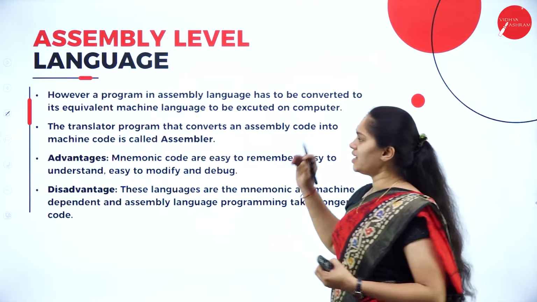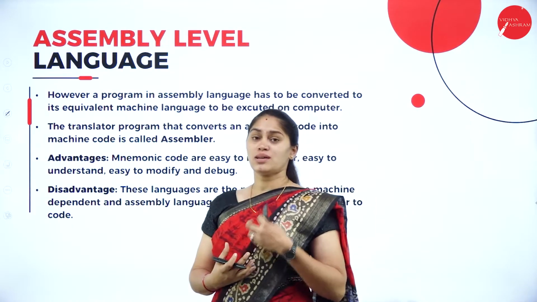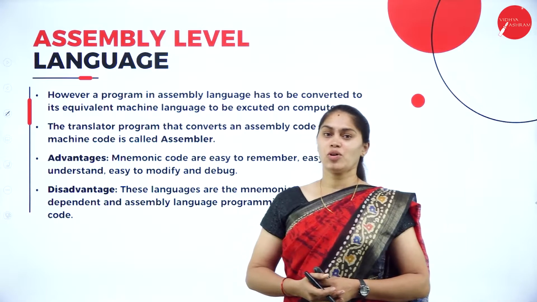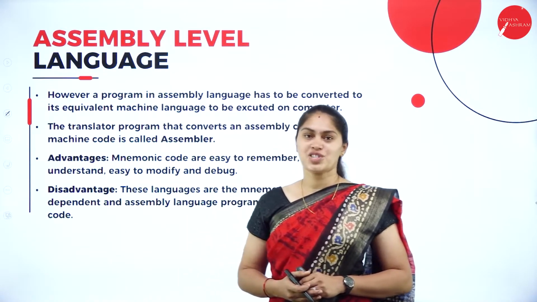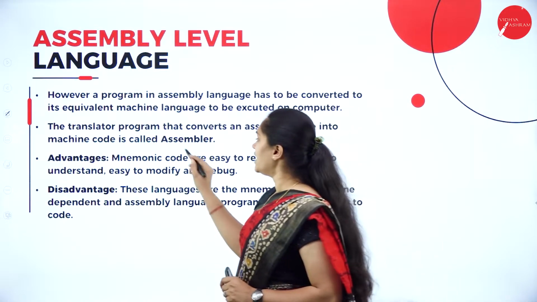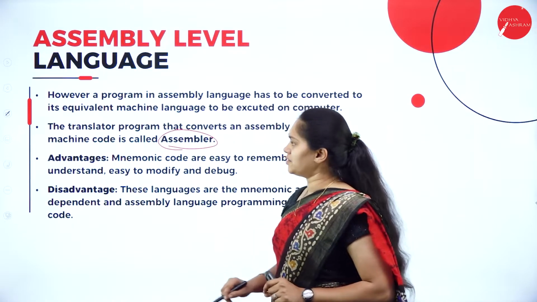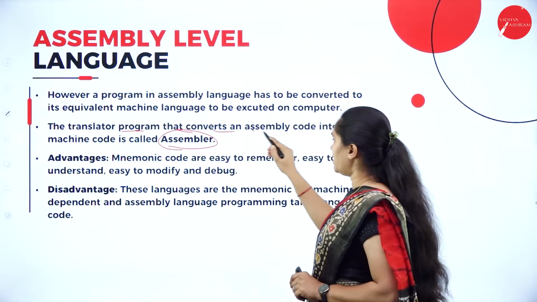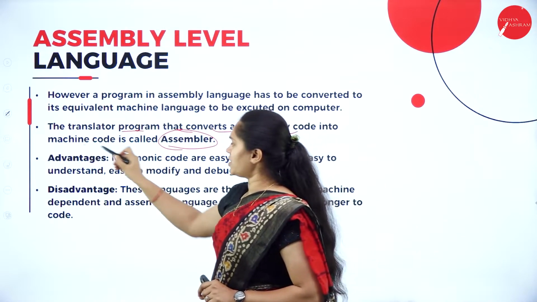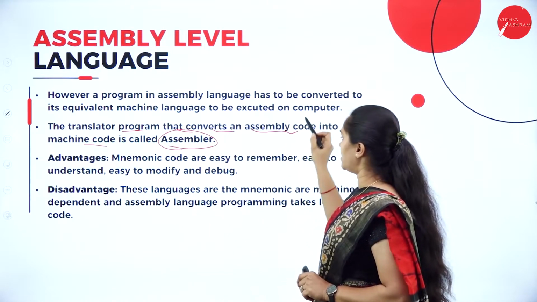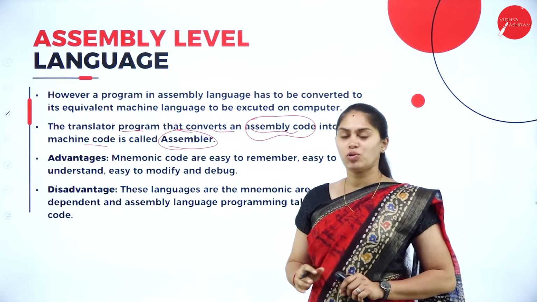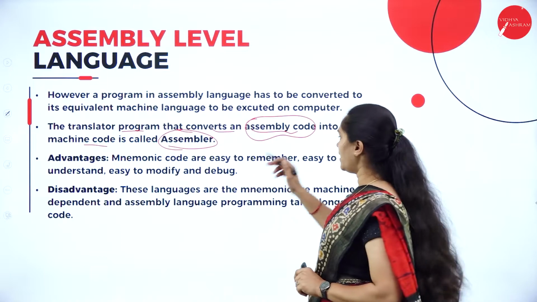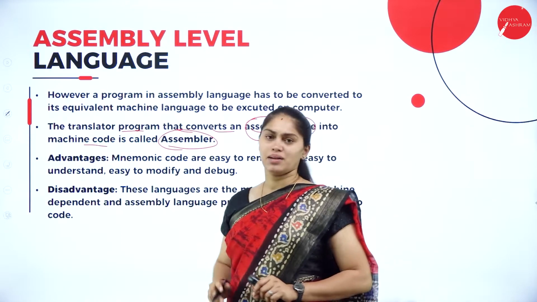So as we know, this uses symbols. We call that mnemonic code, but we want it to be converted into machine code. In order to do that, here we have an assembler. The translator program that converts assembly code into machine code is called an assembler. This assembly code, whatever we have written as a program using symbols, will be converted into machine understandable format.